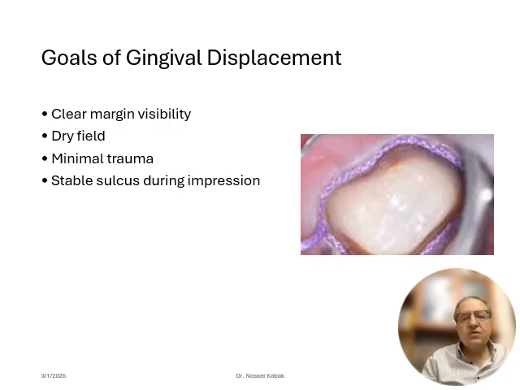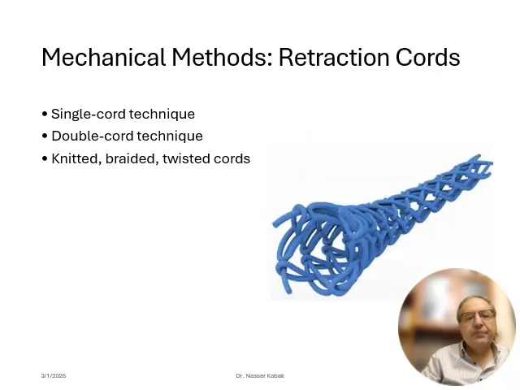So what are the goals of gingival displacement? Clear margin visibility. All the margins should be visible in the impression and also before the impression. Dry field, minimal trauma, and stable sulcus during impression. What does it mean, stable sulcus? This means that during taking the impression, the sulcus should remain open for 30 seconds in order for the impression material to be introduced inside the sulcus.